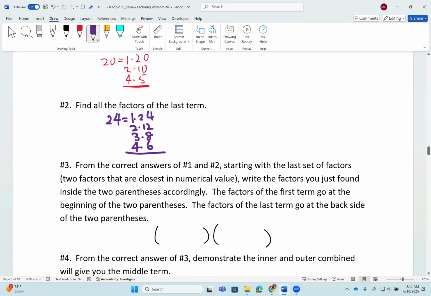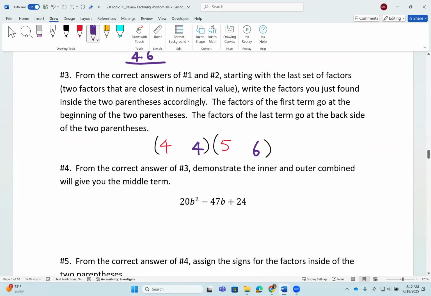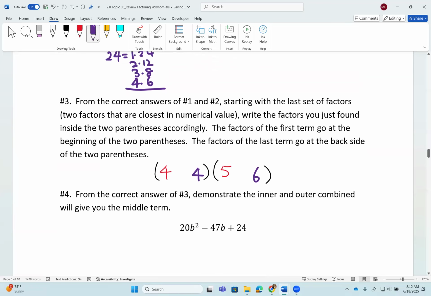Okay, so for number 3, the factors of the first term, 20, should go at the beginning of the two parentheses. The factors of the last term, 24, should go on the back side of the two parentheses. There you go. Now, without doing the inner and the outer, these numbers are not going to work out for me to get my middle term, because when I put 4 in the front and then put another 4 right behind it, these two 4s in the same parenthesis will actually give me a greatest common factor of 4 that I can factor out.